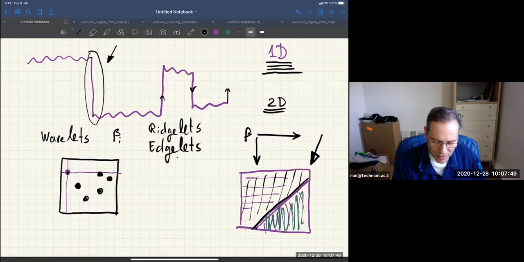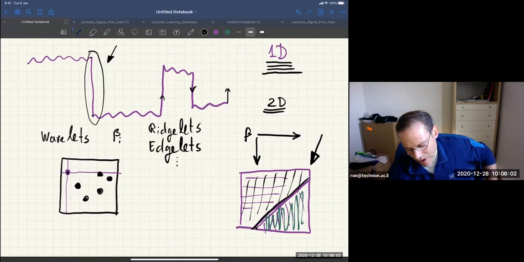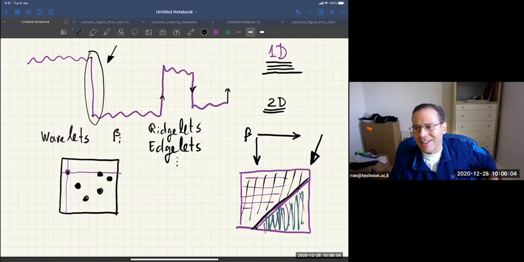And one of my colleagues was joking that you can have many, many kinds of variations of lets at the end. And somebody said that they are going to invent the toilets. So this was a joke, okay? Don't go to the press with that.